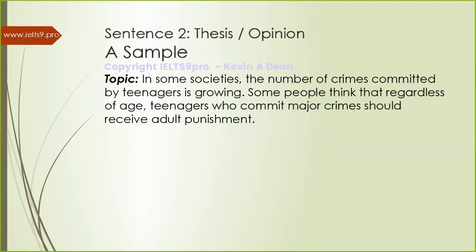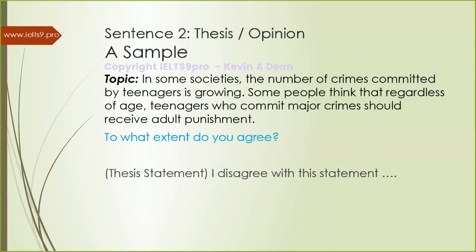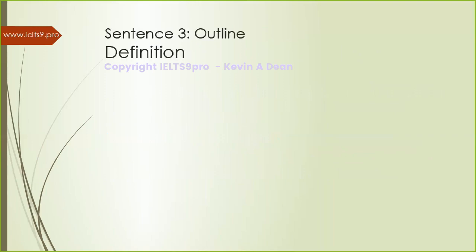Here's an example. In some societies, the number of crimes committed by teenagers is growing. Some people think that, regardless of age, teenagers who commit major crimes should receive adult punishment. To what extent do you agree? I disagree, or I agree. Now, the third sentence, this is the outline.